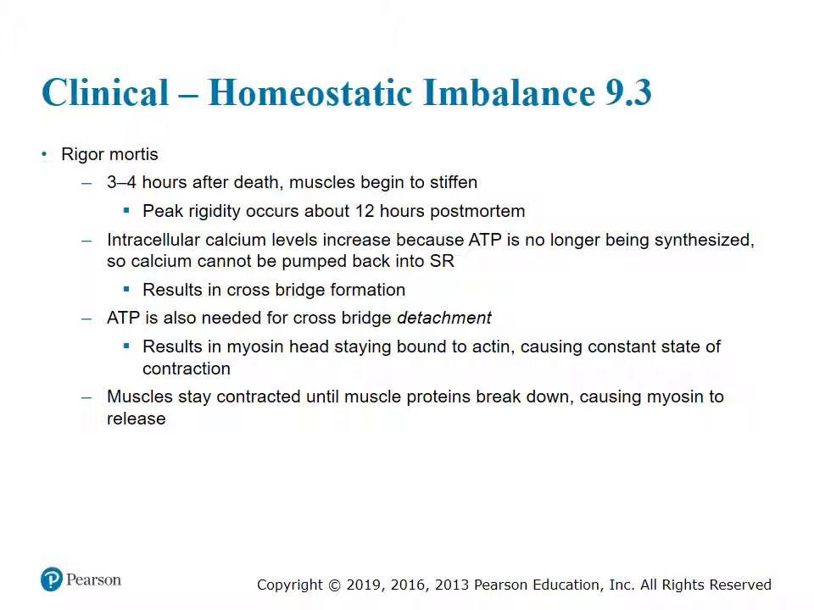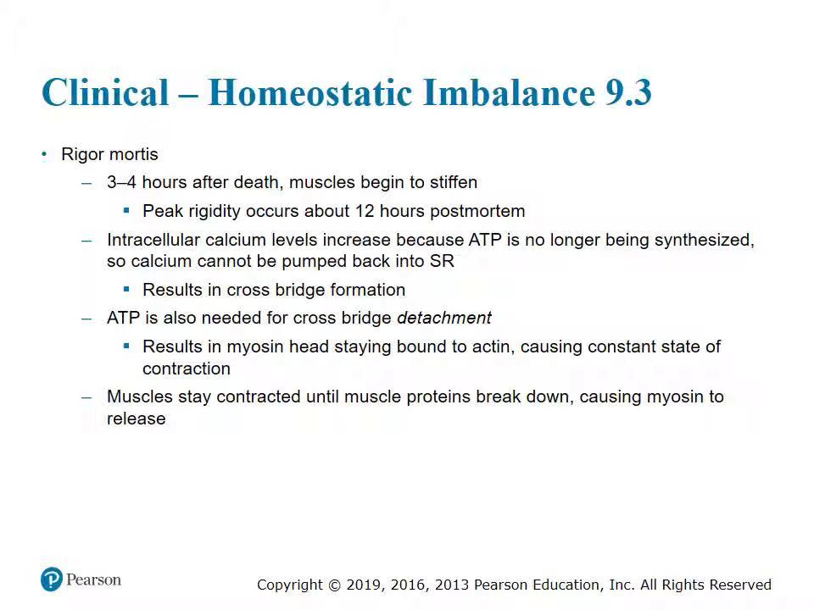Let's talk about rigor mortis, right? So rigor mortis happens after somebody dies, right? This doesn't necessarily need to be just humans, because animals can do the same thing. 3 to 4 hours after death, we start to see a stiffening of the muscles. Okay? Body begins to be hard, stiffen up. That occurs for about 12 hours post-mortem.